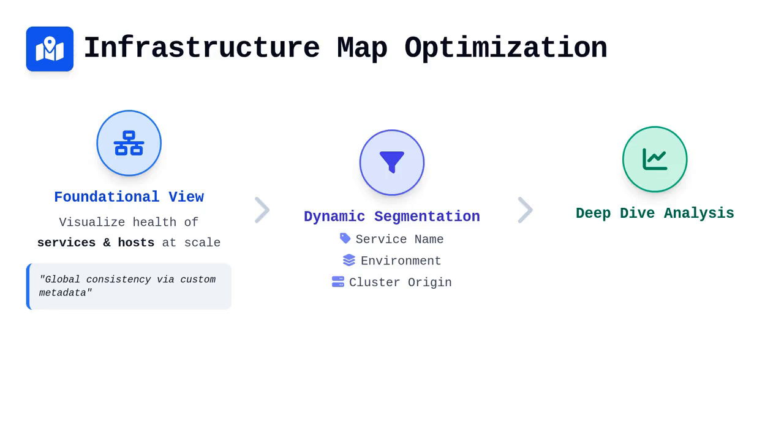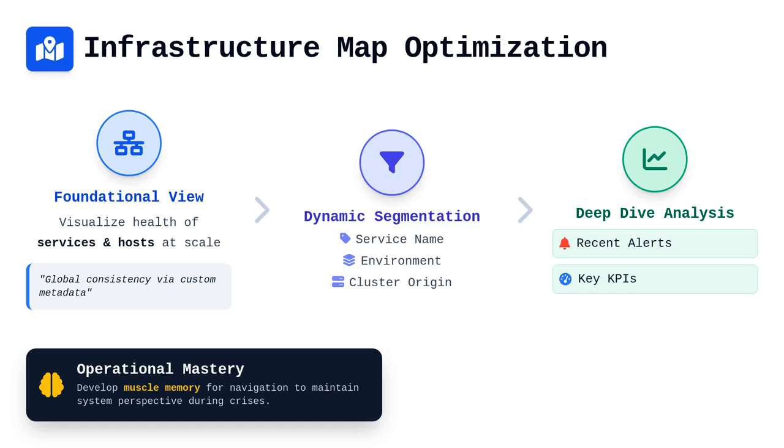When you click on a node within an infrastructure map, the associated sidebar reveals critical telemetry data, including recent alert occurrences and key performance indicators. Efficient navigation requires that you practice these clicks until they become muscle memory, as this allows you to dive deep into a problem without losing your wider perspective of the system's state.